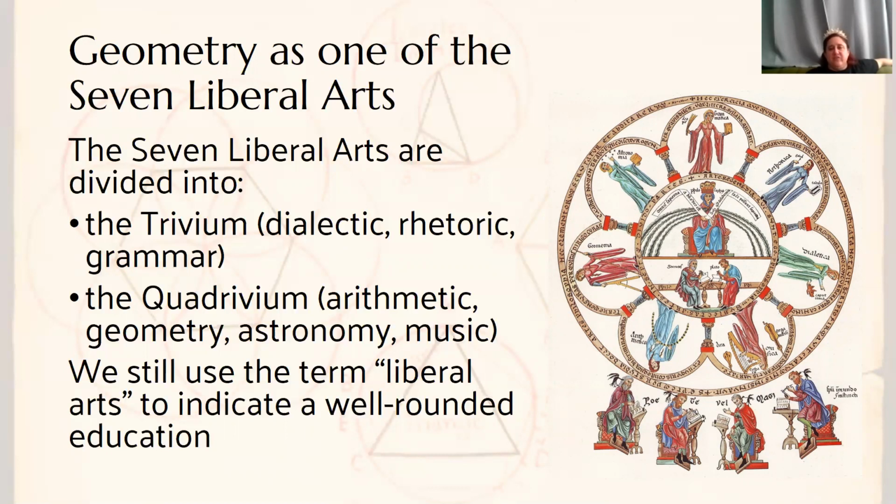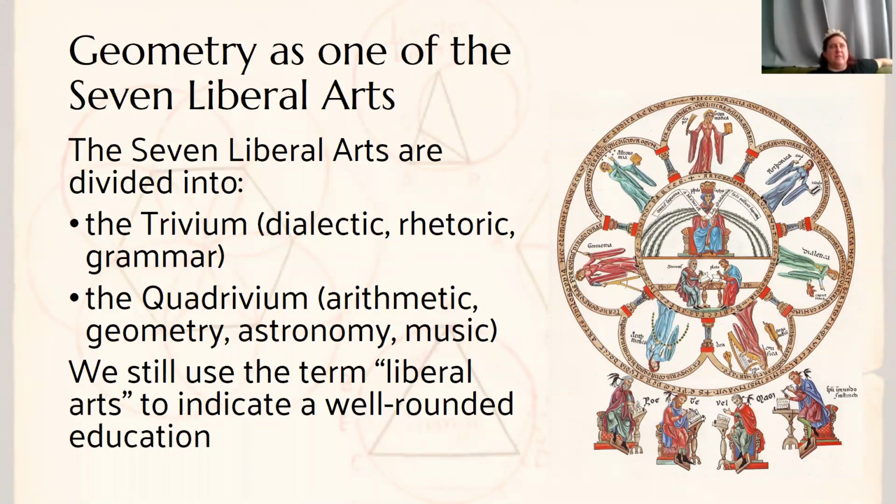And geometry then became considered one of the 7 liberal arts. We still refer today to a liberal arts education, meaning somebody who's well-rounded, but the original 7 were dialectic, which is logic, rhetoric, which is how you construct a persuasive argument, grammar, and then the quadrivium was arithmetic, geometry, astronomy, and music. So these were considered the components of a good education, and we still learn these today.